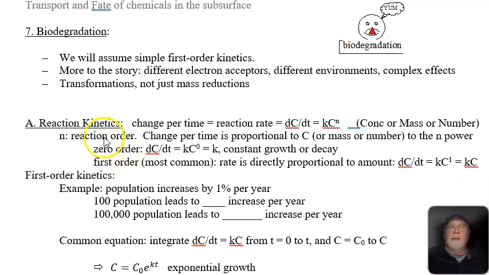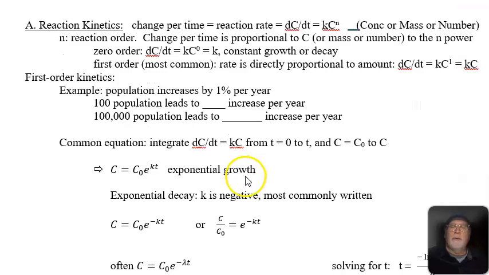n is the reaction order. So the change in time is proportional to the concentration to the n power. A zero order would say the change in concentration per time is proportional to k times C to the zero, which C to the zero is just 1, or it's just a constant. So a zero order reaction is constant growth. We're almost always dealing with first order reactions, where the rate is directly proportional to the amount we have. So the change in concentration with time equals kC to the 1, or just kC.